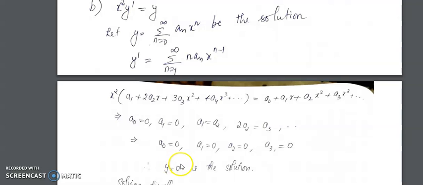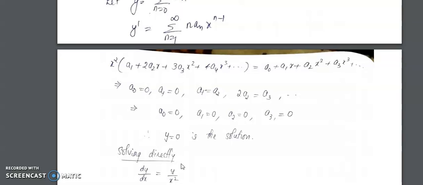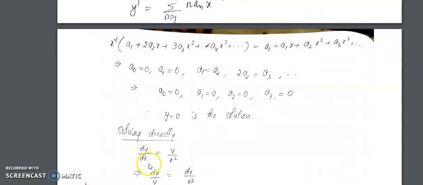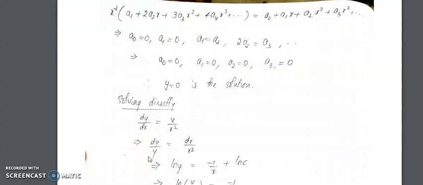Now let us look at the direct solution. When you solve the equation directly, again we can use the variable separable method. dy by dx will be y by x square. So separating the variables you will get dy by y equal to dx by x square.